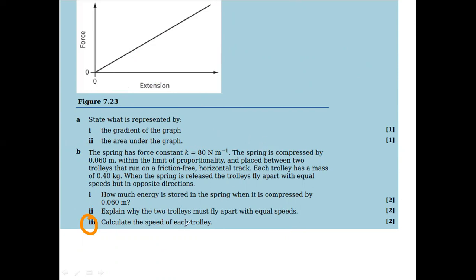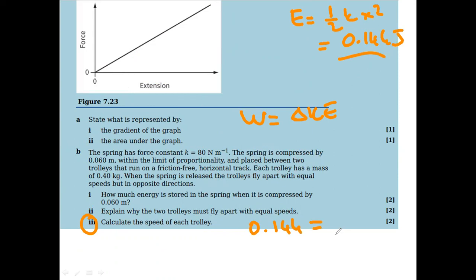So we know that the work is equal to the change in kinetic energy, right? So the total energy we have calculated from this equation, the energy is equal to 1/2 times k times x squared, and we have calculated it as 0.144 joule. So that means this energy must be equal to the total kinetic energy of the trolleys. So I'm going to equalize like this.